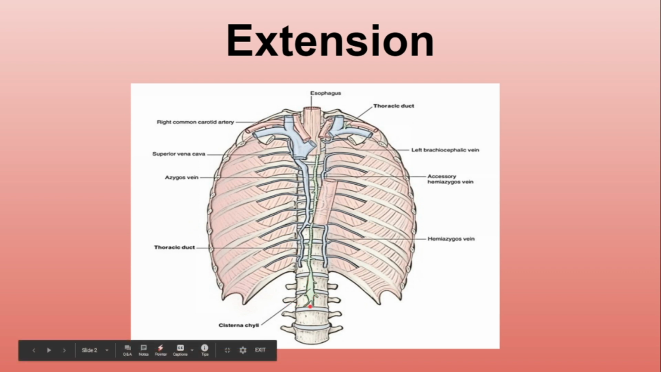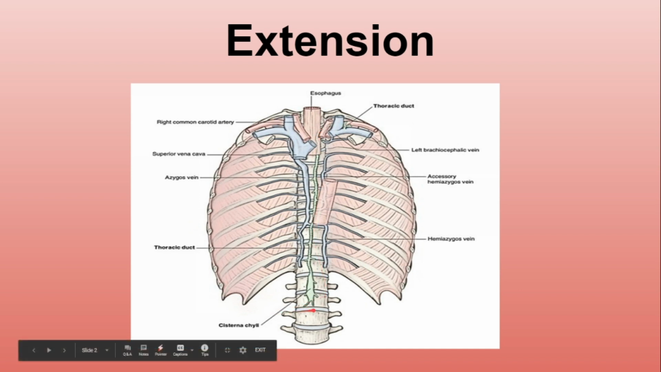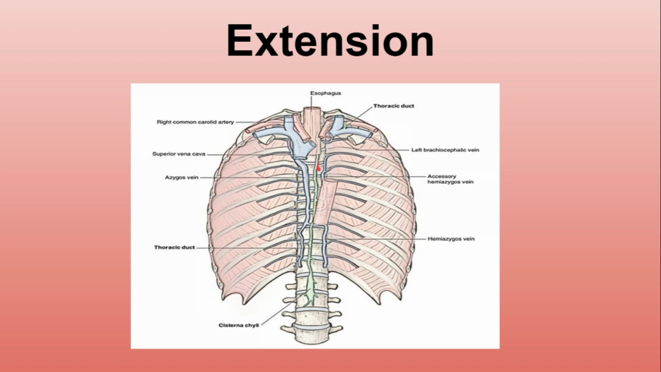First of all, in the diagram, as you can see, this is the thoracic duct. The location of the thoracic duct is this. It extends from the upper border of the abdomen to the lower border of the neck, crossing the posterior and superior part of the mediastinum. So this green part is the thoracic duct in this diagram.